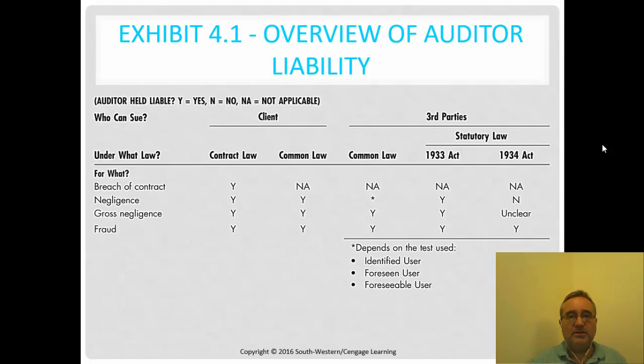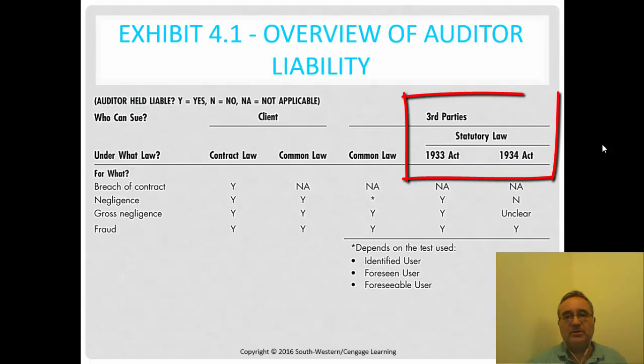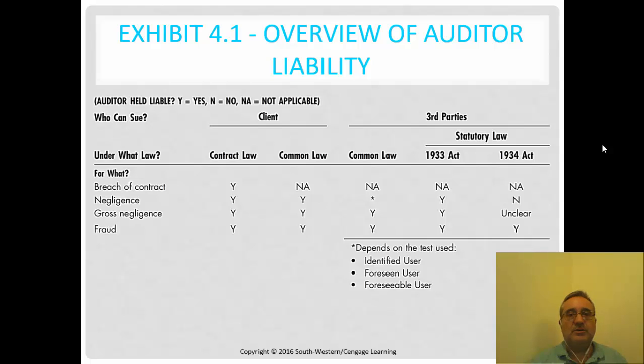Who can sue the auditor? Is it the client? Well, the client, generally speaking, always can sue the auditor. Under statutory law, third parties can sue the auditor. Under common law, it depends upon the common law statutes, or the common law, the court cases that are used as the basis for decisions.